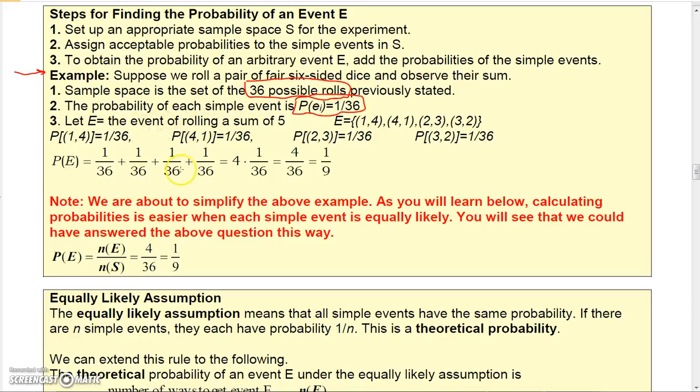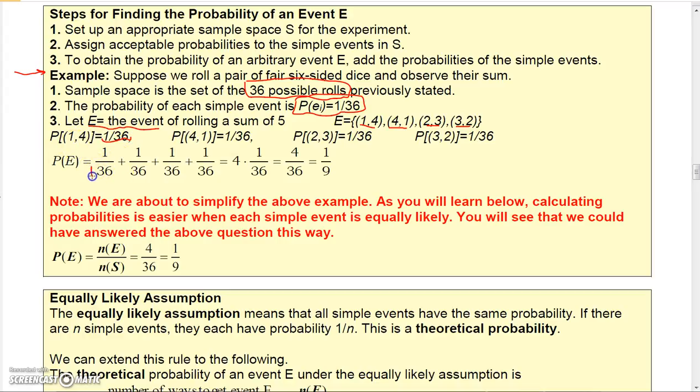So now let's state some event we might be interested in. What if we're interested in the event of rolling a sum of 5? Well, if you look at this, you can roll a 1-4, a 4-1, a 2-3, or a 3-2. So that's 4 simple events that make up that event space, and the probability of each of those simple events is 1 out of 36.